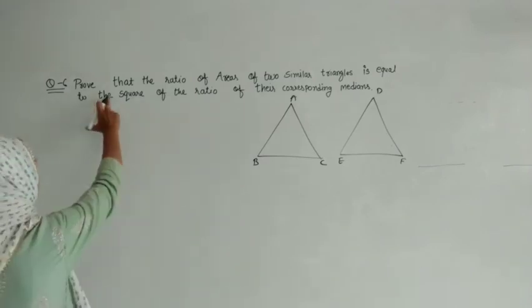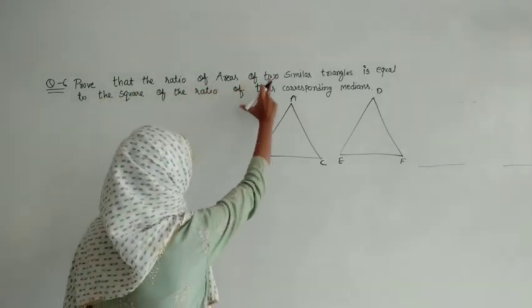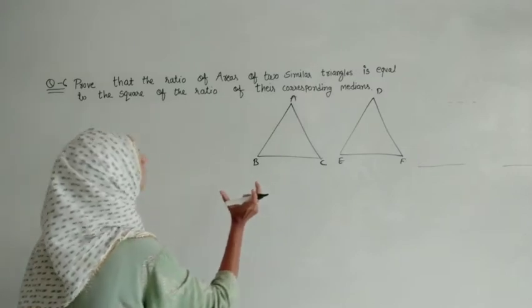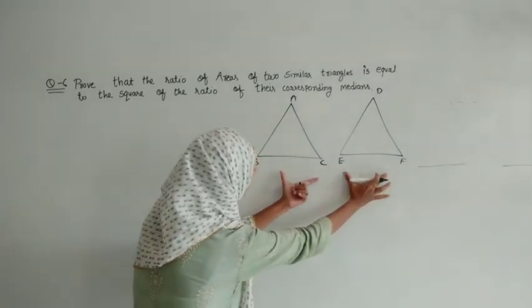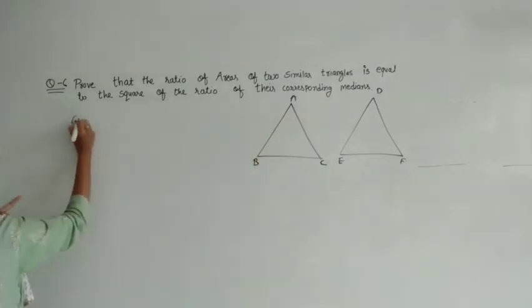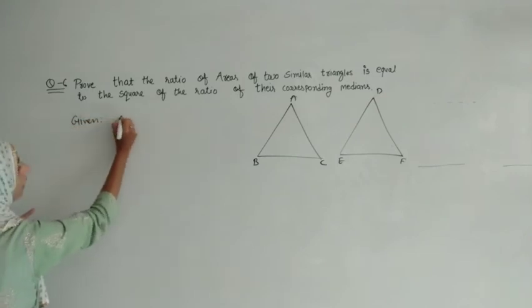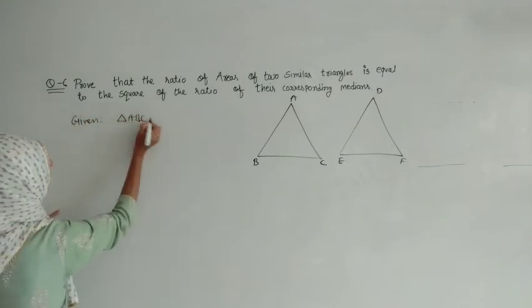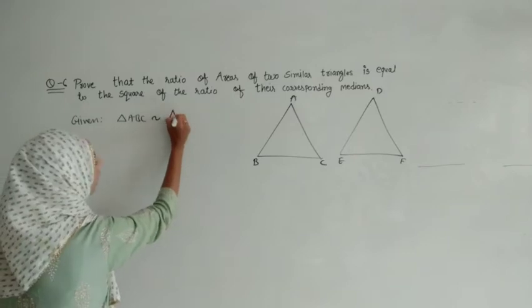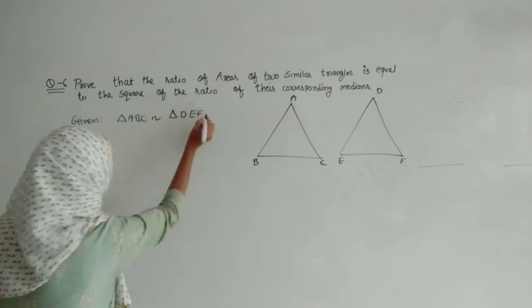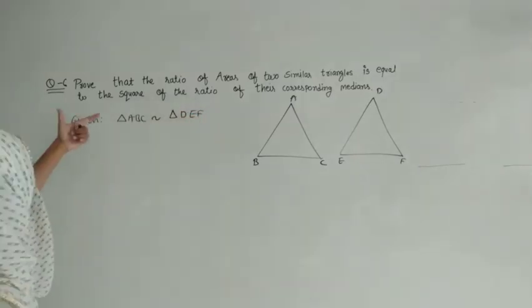Again we will read. Prove that the ratio of areas of two similar triangles. It means these triangles are similar. So in given we can write triangle ABC is similar to triangle DEF. That thing is given. And then what we have to prove?